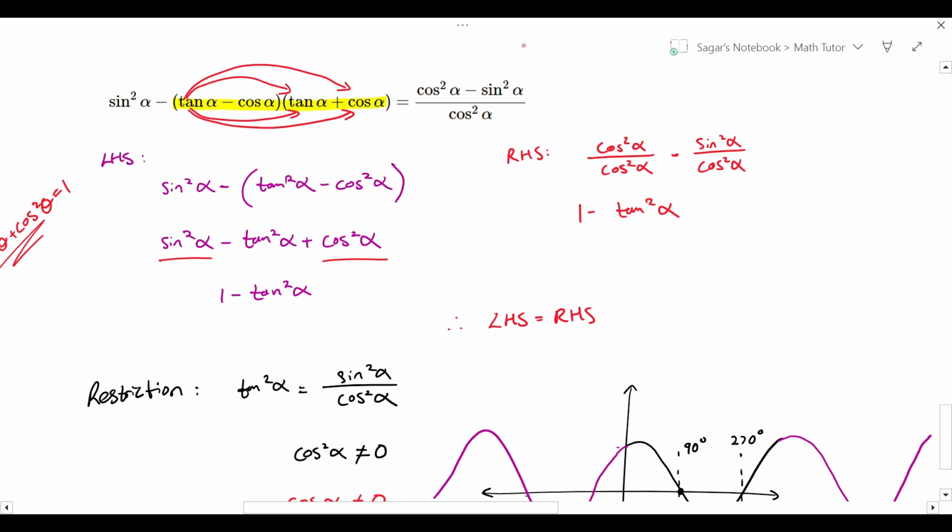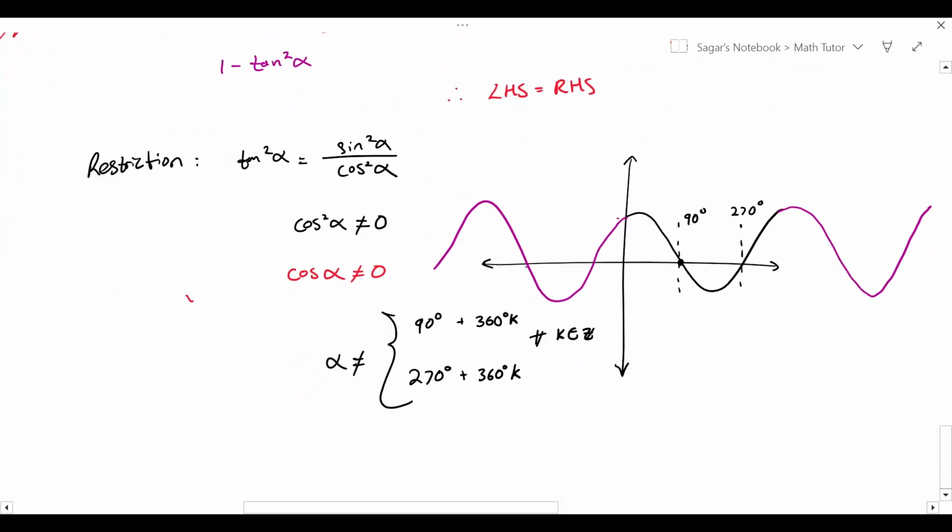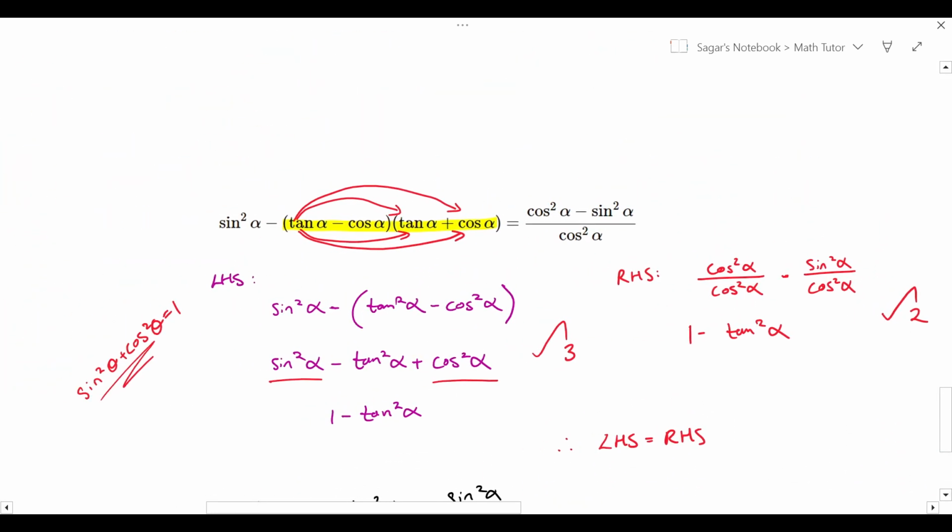So the first part, that was 3 marks, second part 2 marks, and the restrictions another 3 marks. So for 8 marks we've got a great question.